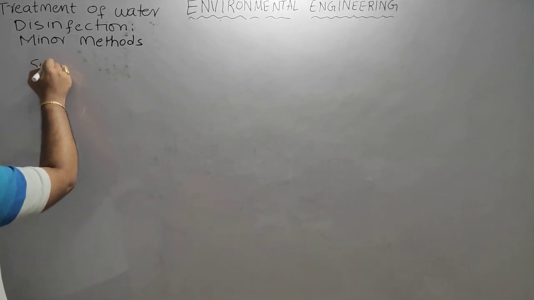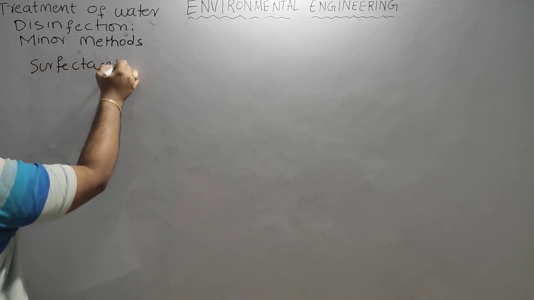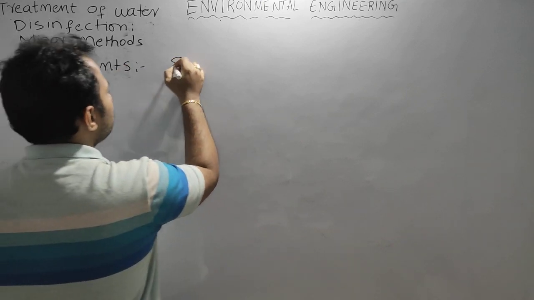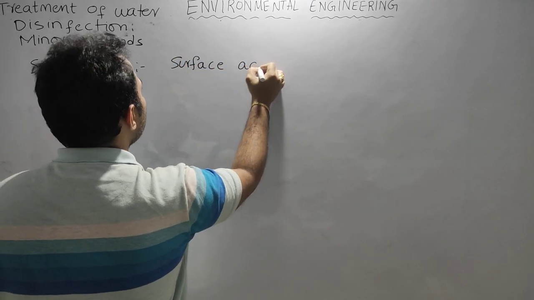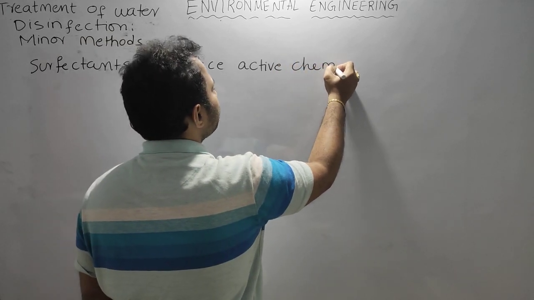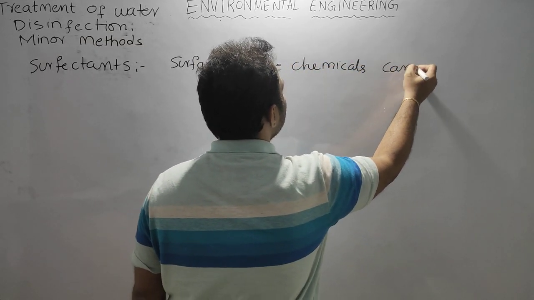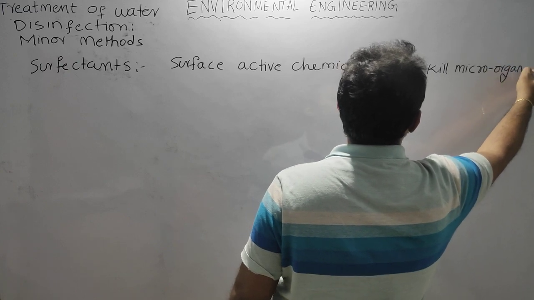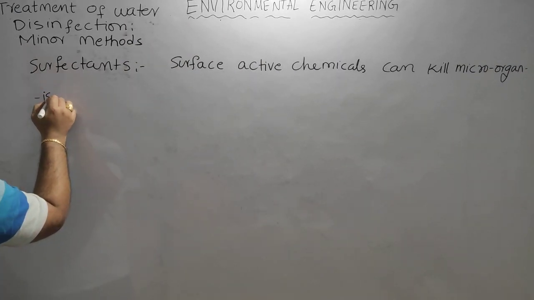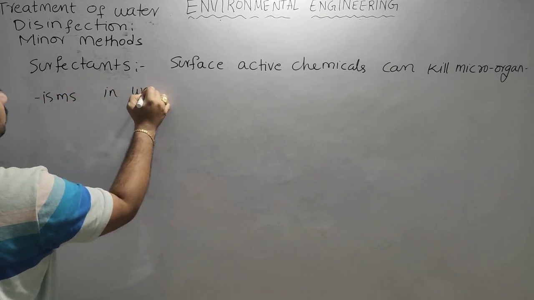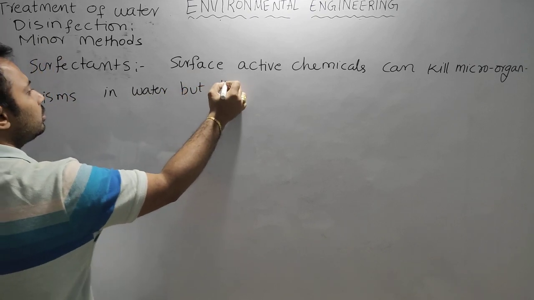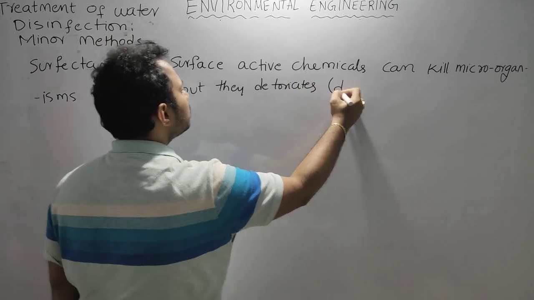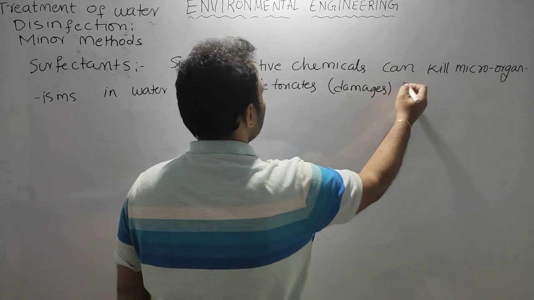Next is surfactants. These are surface active chemicals that can kill microorganisms in water, but they deteriorate, that is damage, the quality of water.